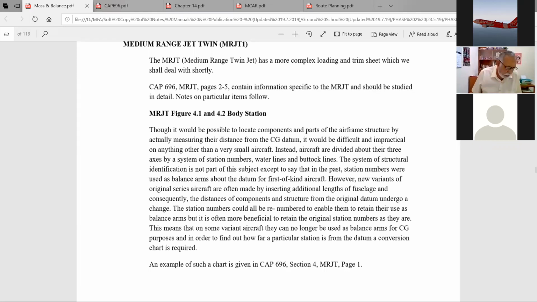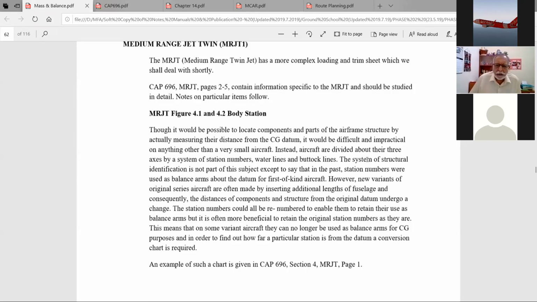Actually, for our syllabus, we are going to study only the station numbers as far as the longitudinal axis is concerned. Further on, when advanced studies are carried out on aircraft, there is the buttock line, that means vertical axis, as well as horizontal axis, that is analyzed station numbers. But we will be studying only the station numbers along the longitudinal axis. That is our syllabus. Even center of gravity we are studying only as far as the longitudinal axis is concerned.